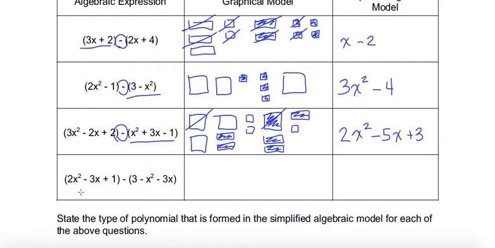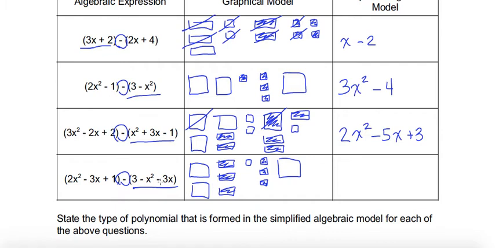And the last one is 2x squared. So I have 2 large squares. Negative 3x, so 3 rectangles shaded in, and positive 1, so 1 small square. My negative sign here, so I'm subtracting, so everything in this bracket is the opposite sign. So instead of 3, it's negative 3, so 3 small squares shaded in. Instead of negative x squared, it's a positive x squared, so 1 large square. And instead of negative 3x, it's positive 3x, so 3 rectangles.